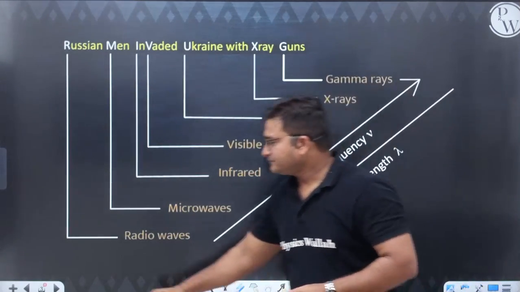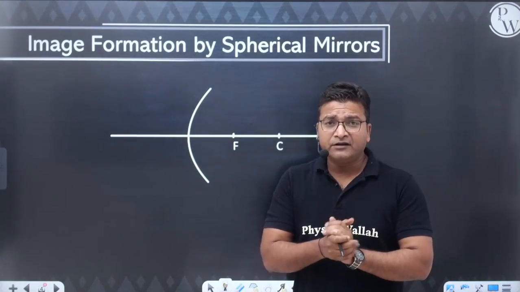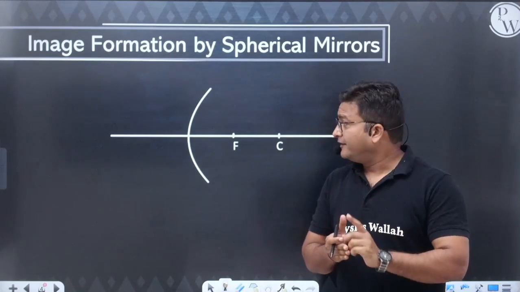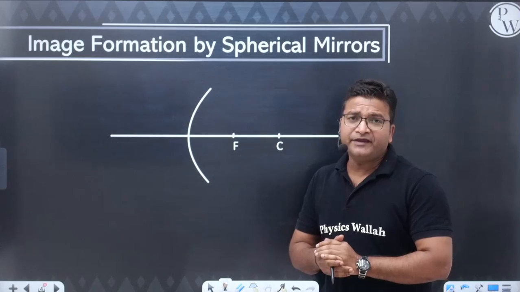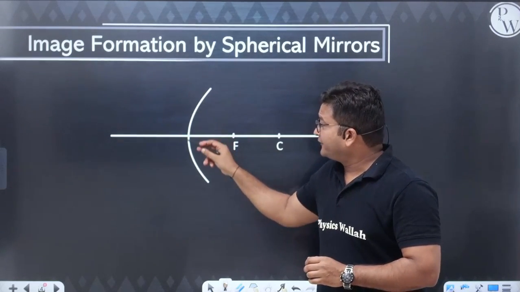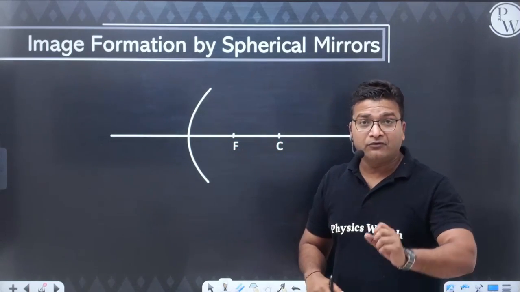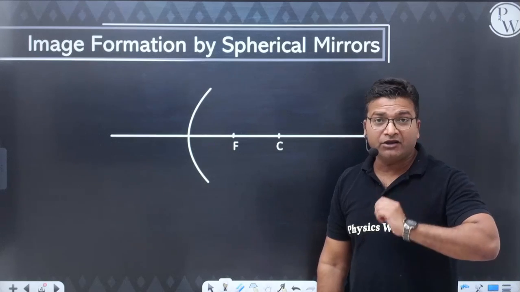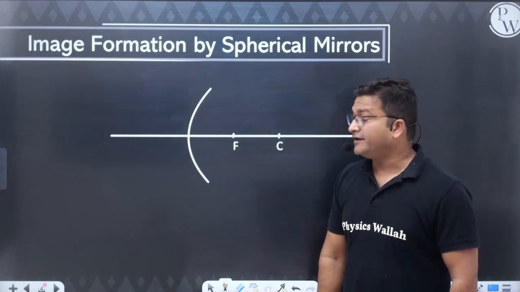Okay. Next, I also see many students have trouble when it comes to image formation by spherical mirrors. Let me tell you, they are useful for NEET and JEE exams. Okay, so suppose we have a spherical mirror. So this curve represents a spherical mirror. If you polish it from inside, it becomes a convex mirror, and if you polish it from outside, it becomes a concave mirror. This is focus, and this is center of curvature.